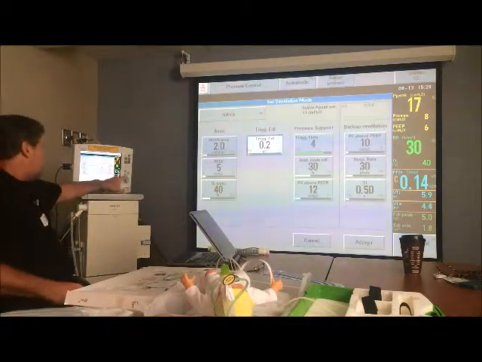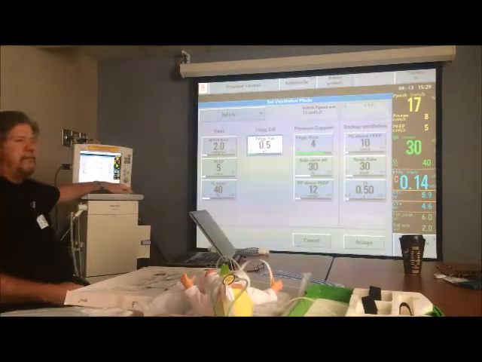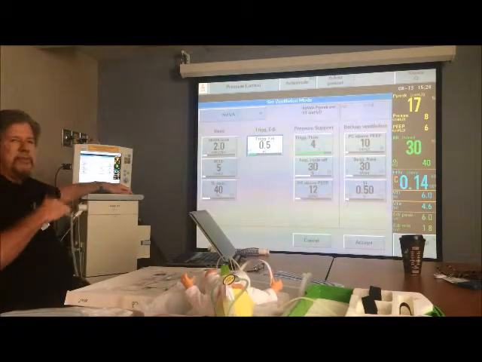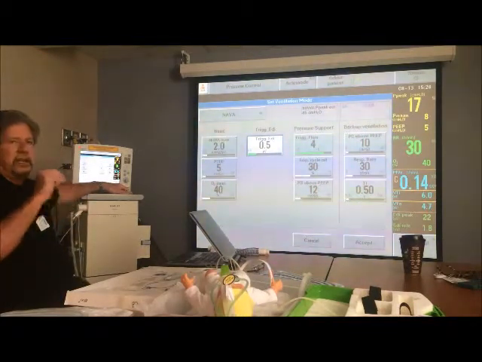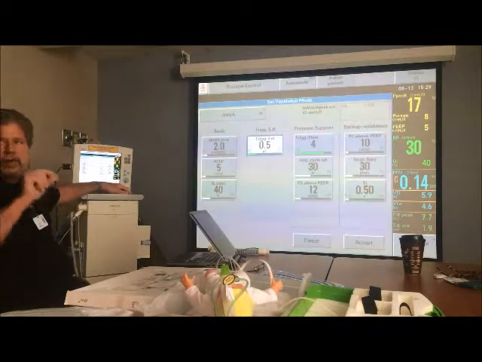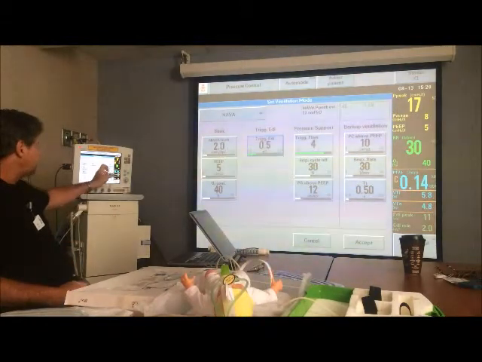So that's why we should leave this at 0.5, because even though there might be some noise, it won't be activated until there's a real intentional breath that brings it up to 0.5.